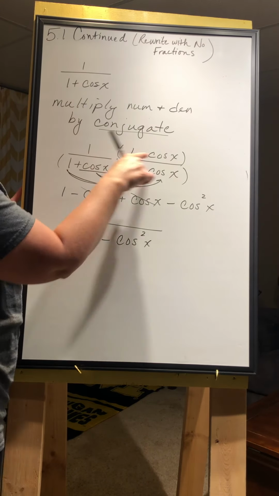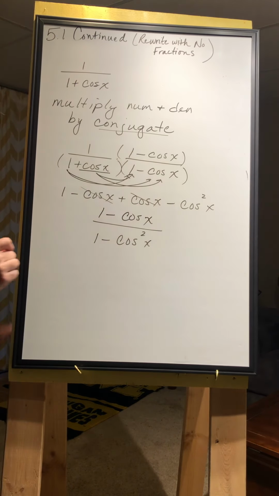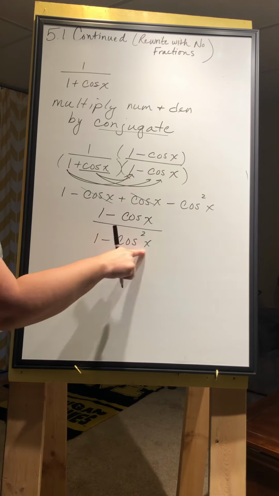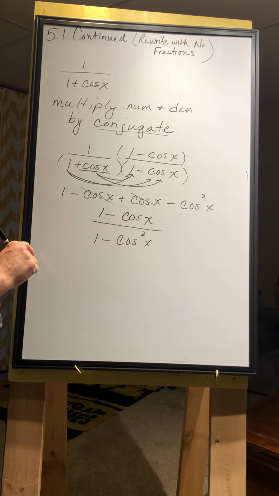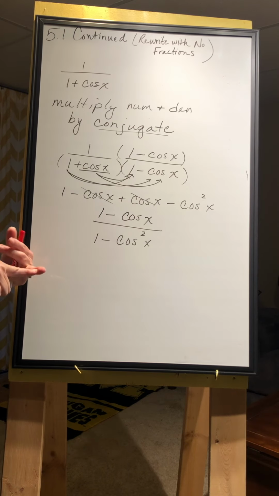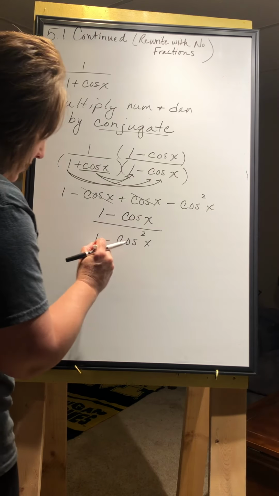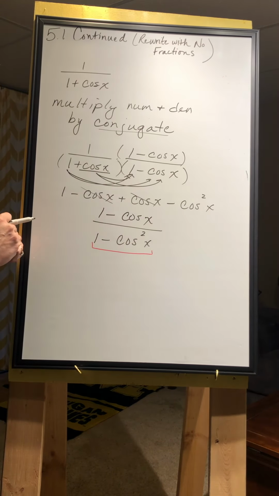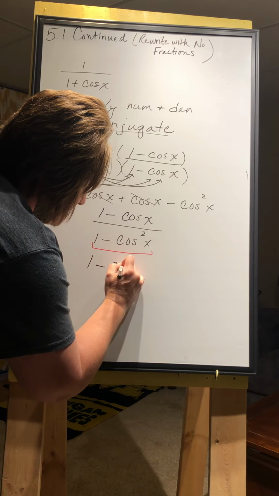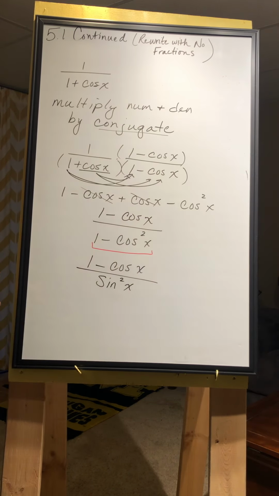And our numerator, 1 times 1 minus cosine x, is 1 minus cosine x, the only thing in the numerator. So now we need to think about what this can be replaced with here. 1 minus cosine squared x should be ringing a bell. It's a 1, it's got a minus sign, and it's got a trig function that is squared. That should be screaming, hey, that's an identity. This whole thing right here can be replaced with sine squared. So we have 1 minus cosine x in the numerator over sine squared x.